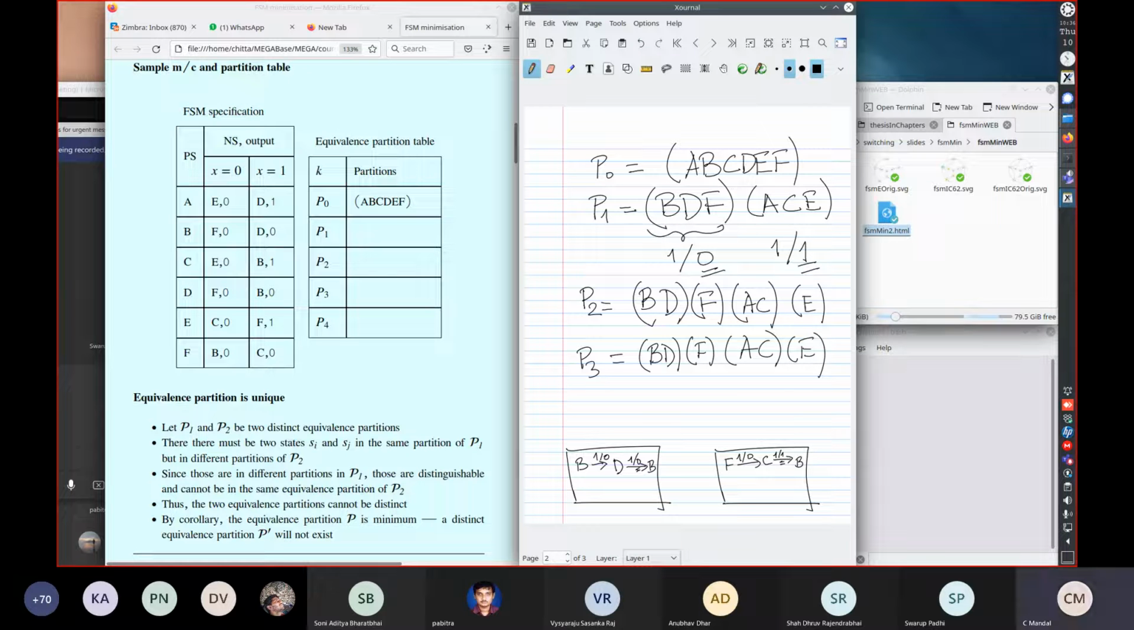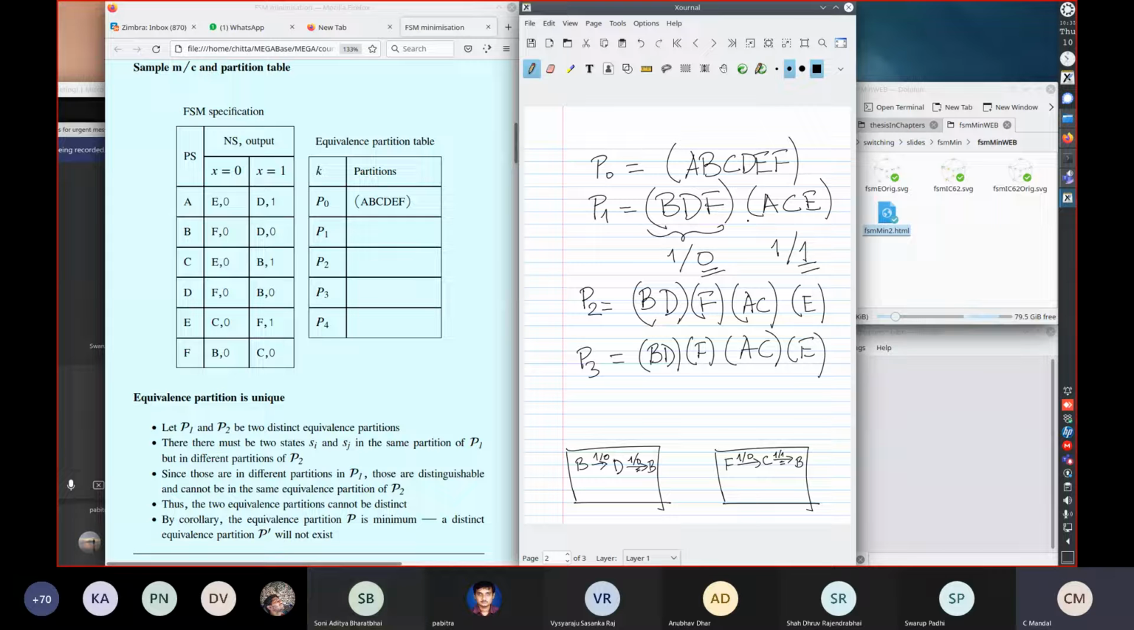So first of all, what we are doing in P1 is using one input. So these two partitions, BDF and ACE, are one distinguishable, as you have seen. If your machine is in either BD or F, if you give a 1, you get an output 0. And if your machine is either in AC or E, if you give a 1, you get an output of 1. So these two sets of states are one distinguishable. All right.